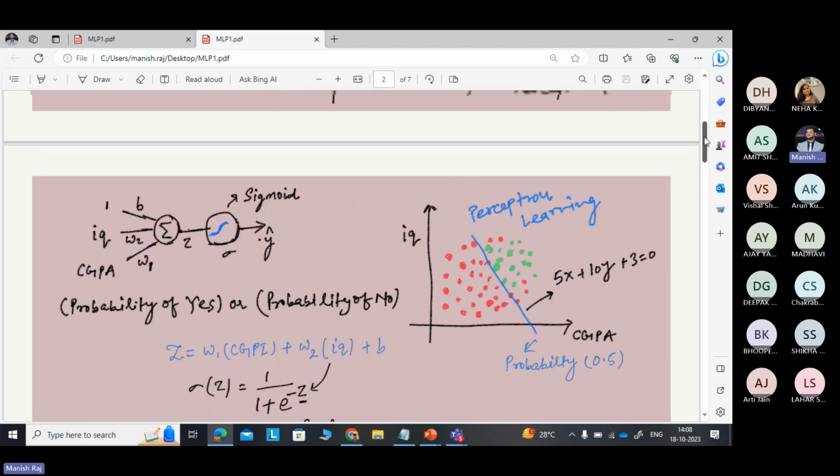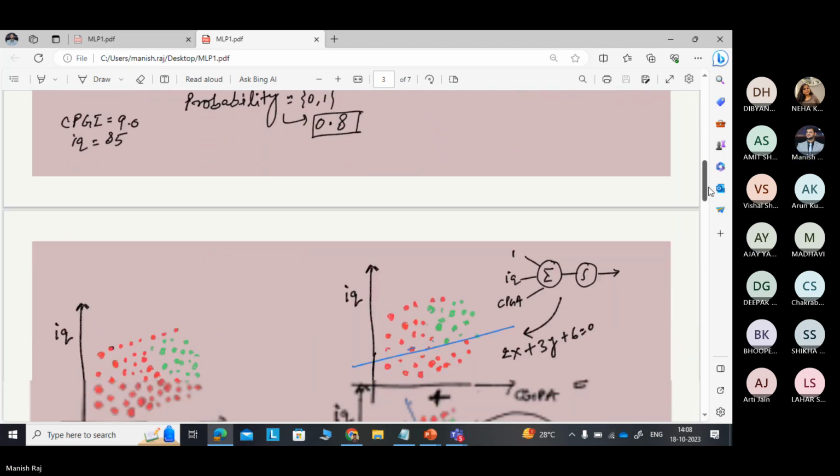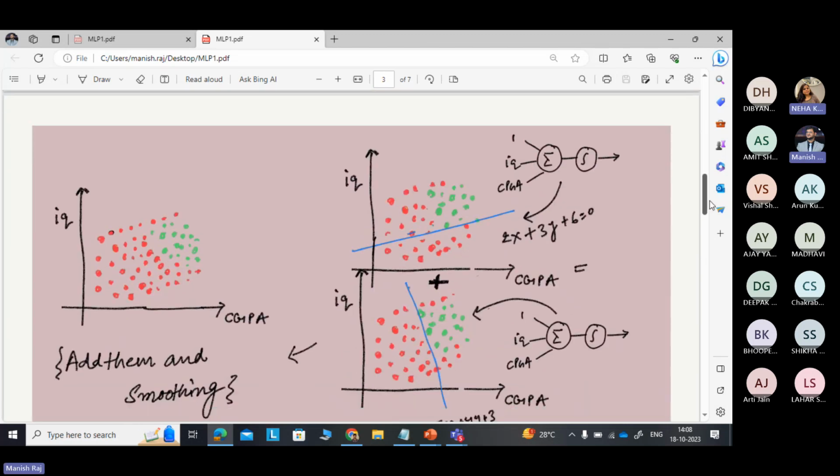But what is the story? We need this type of curve. So how will you get this curve? Now I'm coming to that point. Try to understand.